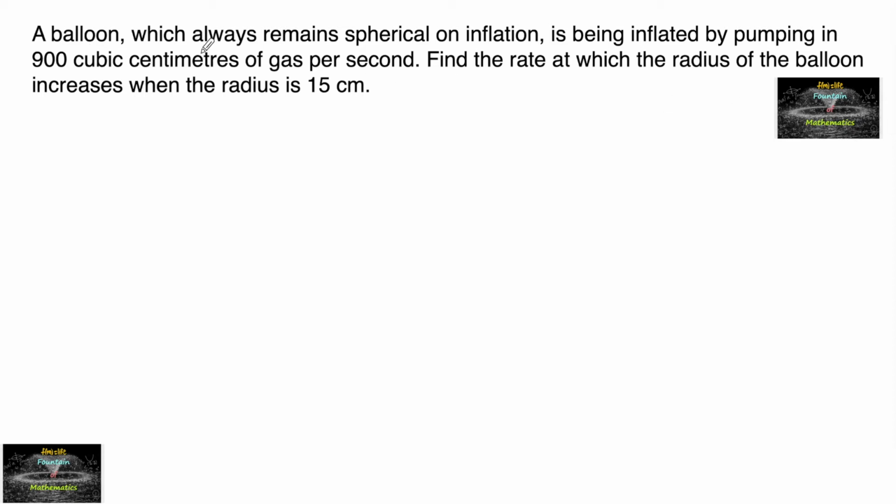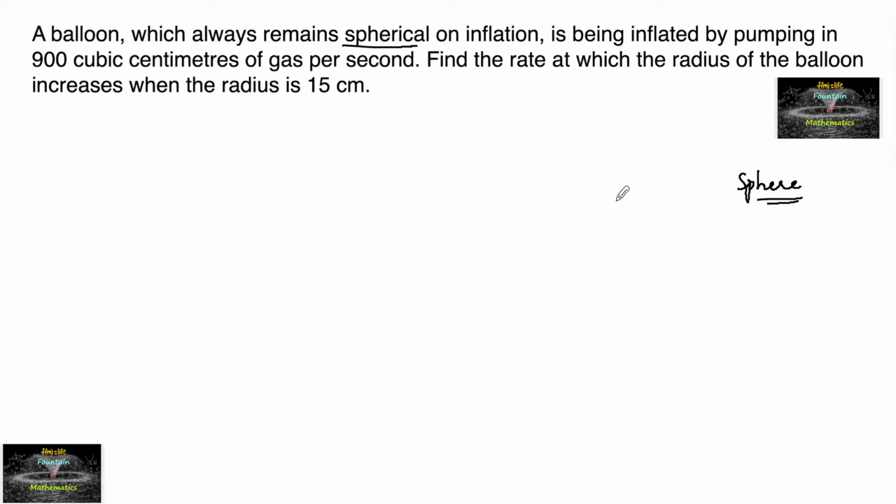A balloon which always remains spherical on inflation is being inflated by pumping in 900 cubic centimeters of gas per second. Find the rate at which the radius of the balloon increases when the radius is 15 centimeter. So it's given a balloon always remains a spherical shape, so we need to think about a sphere, and it is being inflated by pumping in 900 cubic centimeters of gas per second.